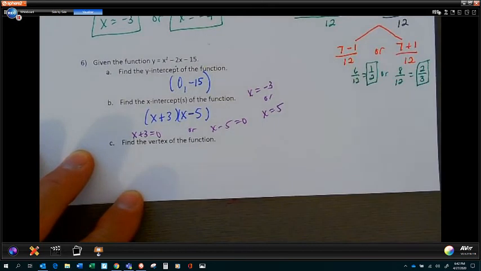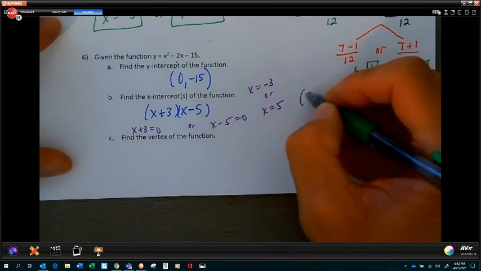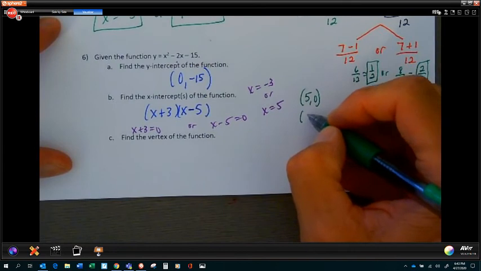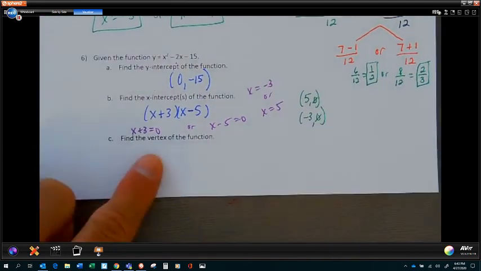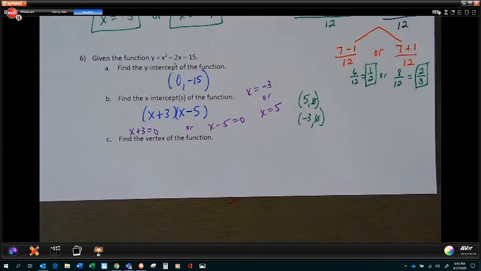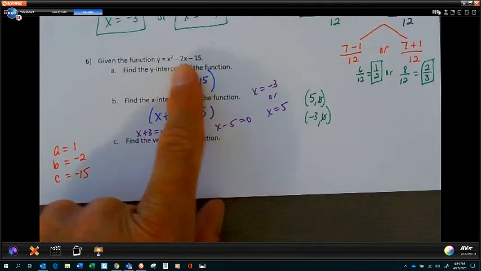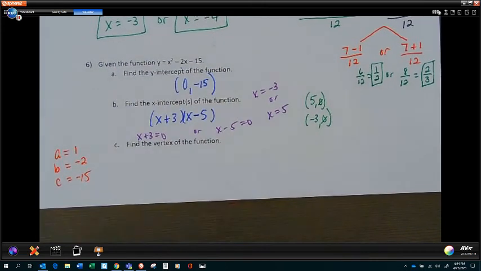So my x-intercepts of this function are (5, 0) and (negative 3, 0). Now we move on to the vertex of the function. Again, we need to identify our a, our b, and our c. Our a is 1, our b is a negative 2, and our c value is 15. Now we only need the c value because we need to find the y-intercept of the function.